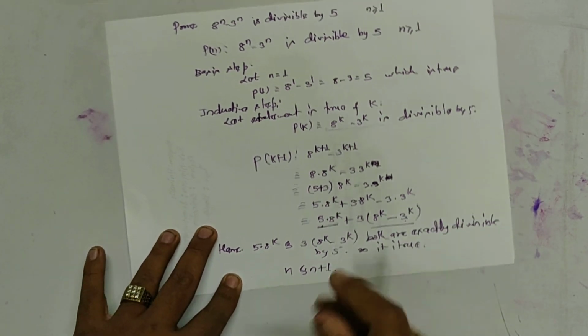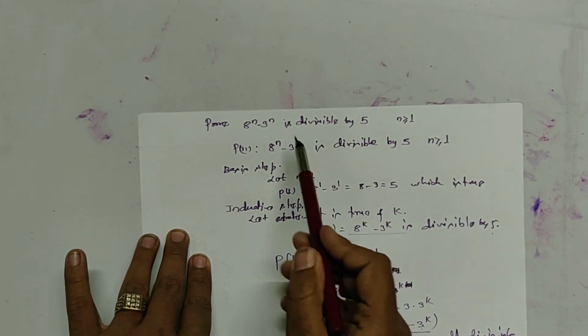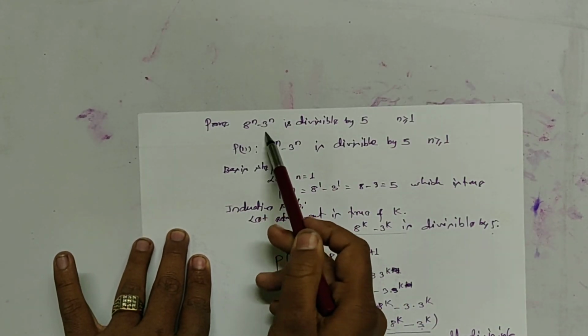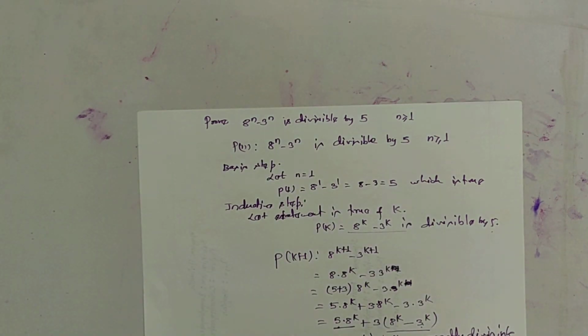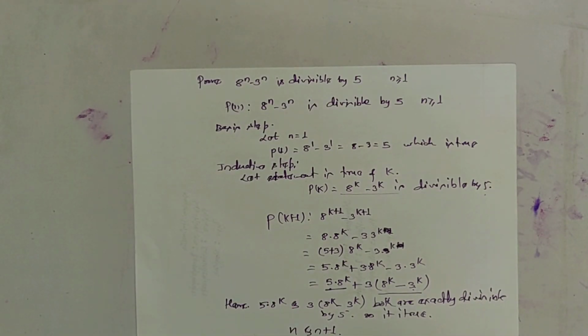So by mathematical induction we can verify or prove that 8 power n minus 3 power n is exactly divisible by 5. In this way we have used mathematical induction to verify or prove the given statement.